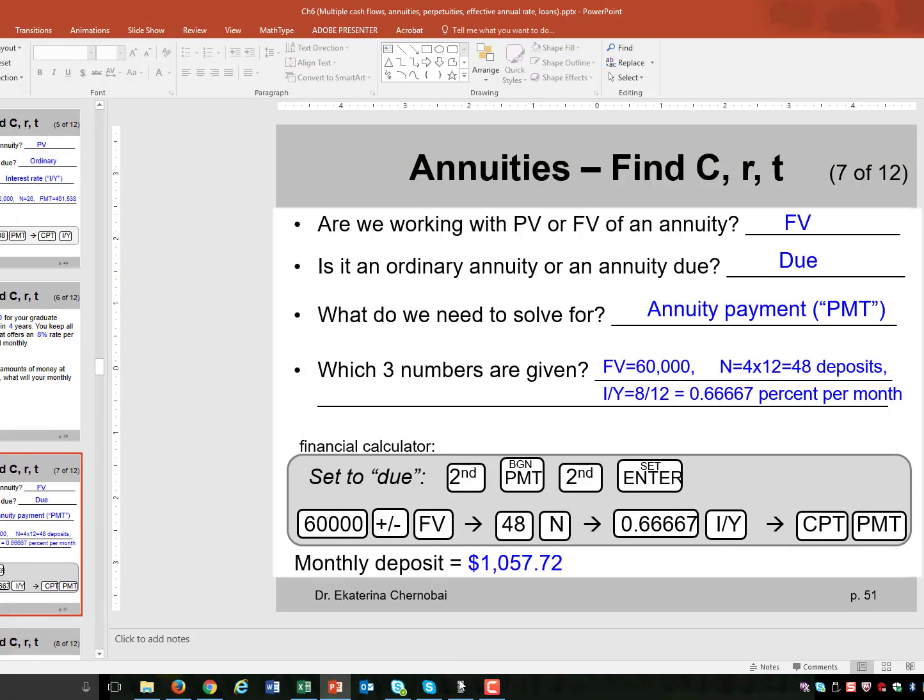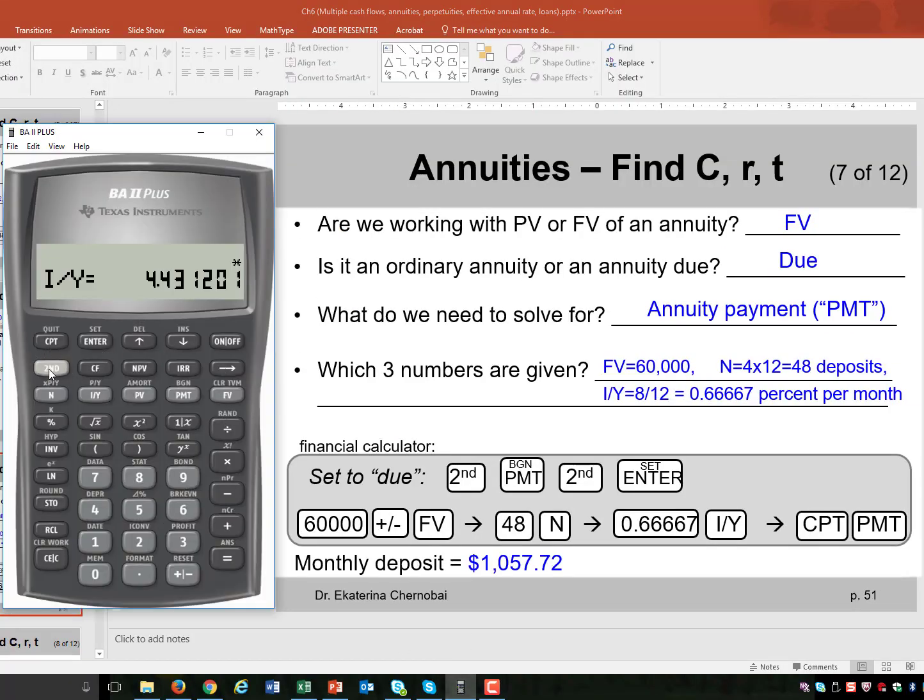Okay, let's do that together. Financial calculator, let's clear everything. Let's increase the decimal places. Let's do 4 decimal places. Second decimal place, 4, enter. Off, back on. Let's start. How do we set the calculator to the annuity due mode or so-called begin mode? You press these 4 buttons. You press second, then you press PMT, then you press second again, and you press enter.